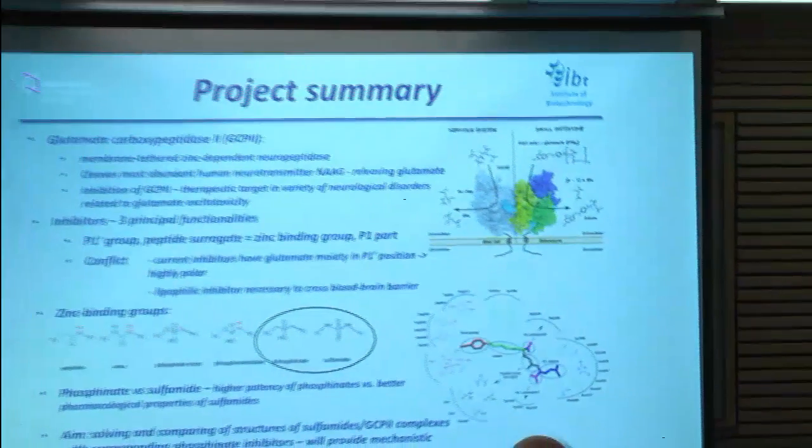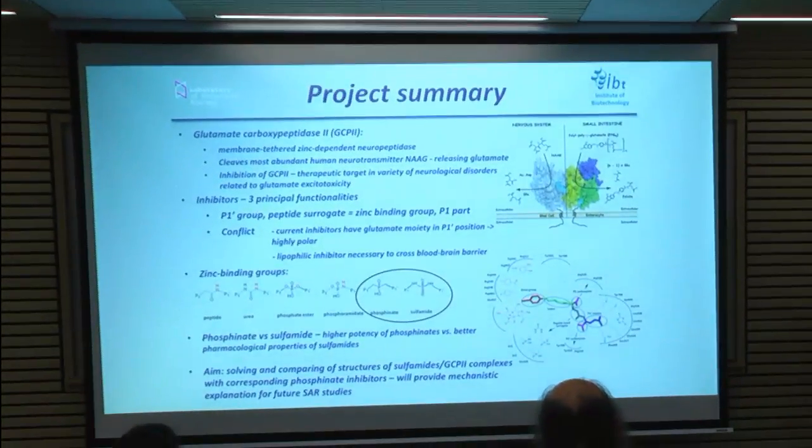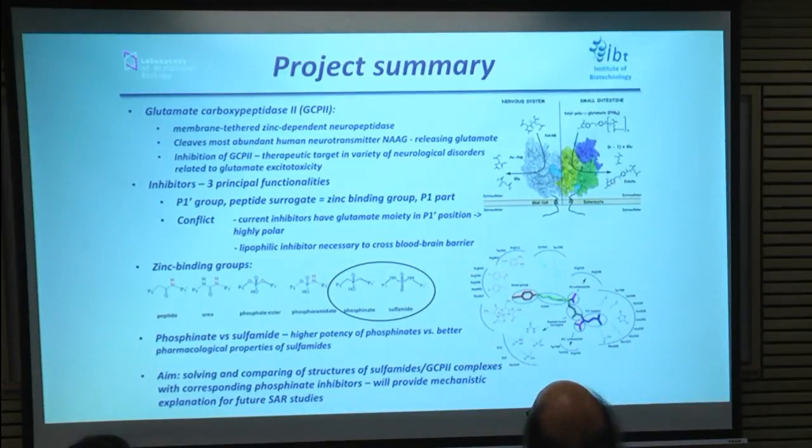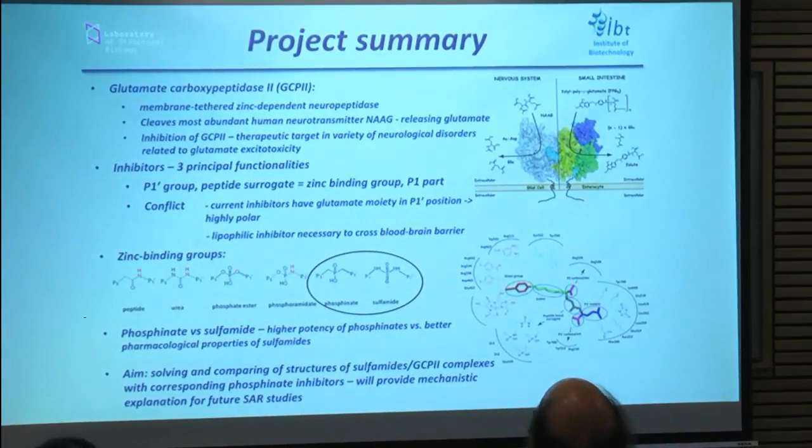It's a membrane and zinc-dependent neuropeptidase, which can be found on the surface of astrocytes in the nervous system, and it cleaves one of the most abundant neurotransmitters, and it releases glutamate. Released glutamate is a cause of some neurological disorders when there is an excess of this glutamate.